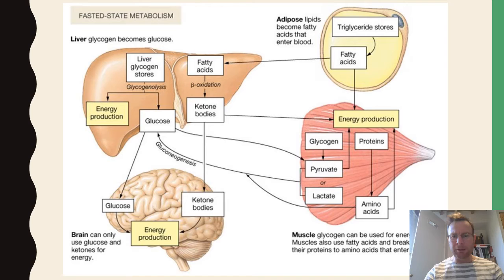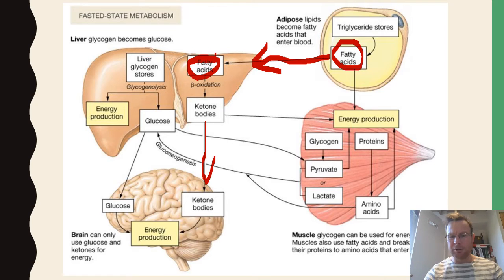What you can see up here is a fat cell, and it's mobilizing, releasing fatty acids that are then converted by the liver to be used to supply energy for the brain. So in this fasted catabolic state, the body starts using its fat stores.